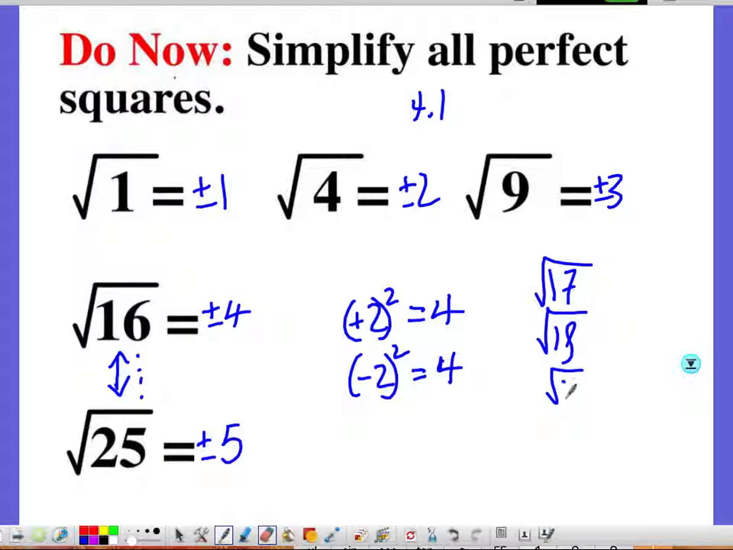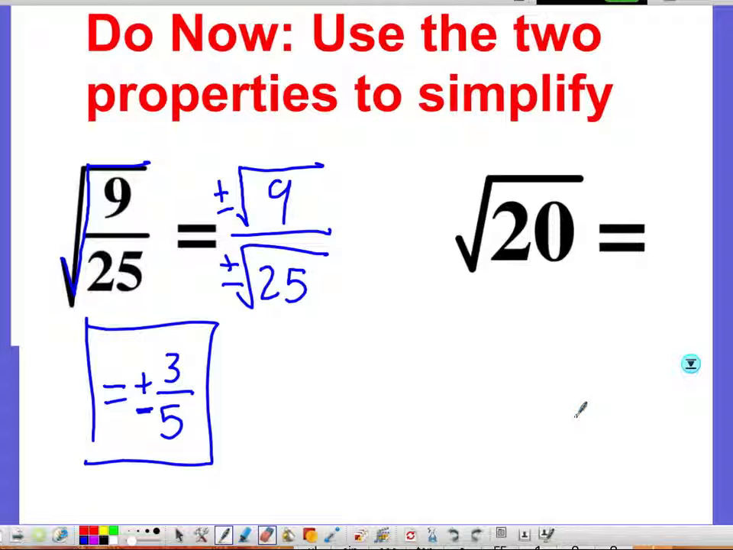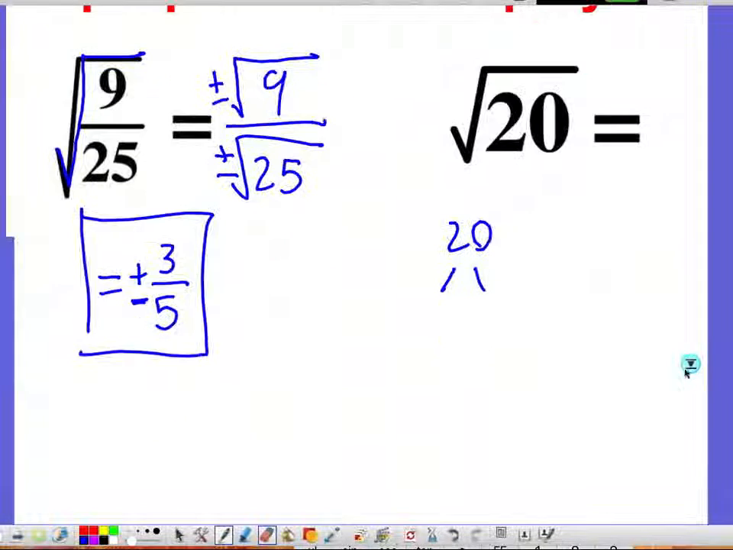18 is not a perfect square. 19 is not, including the square root of 20. So if I take the square root of 20, it's going to give me a decimal. But I can go ahead and simplify this. How do I do that? Well, if I take 20 and find all the different factors, basically 2 times 10, 5 times 4, and the usual one is 1 times 20.